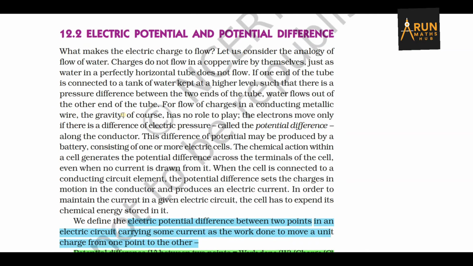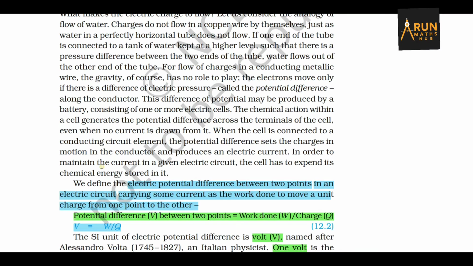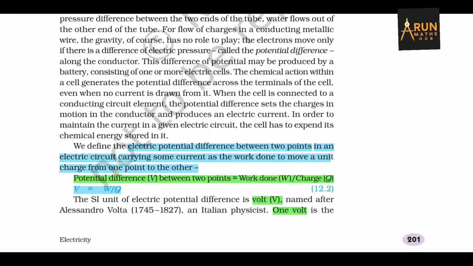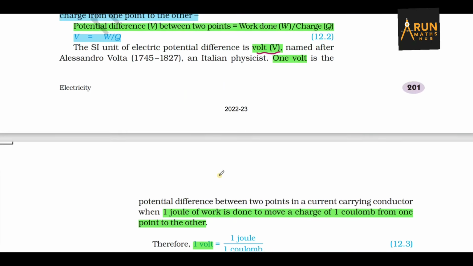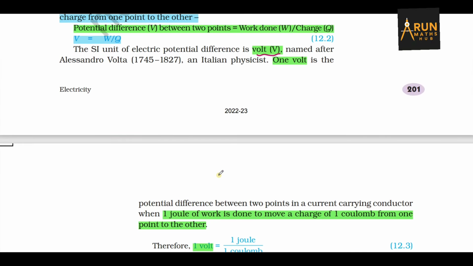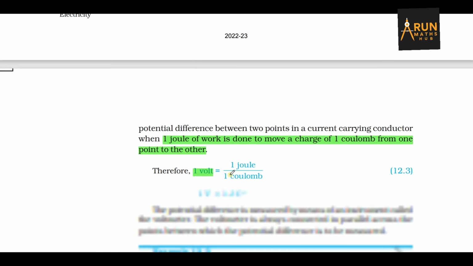Based on the concept electric potential and potential difference, what can you expect? You can expect the definition of electric potential difference. What is electric potential difference? Between 2 points in an electric circuit carrying some current, it is defined as the work done to move a unit charge from one point to another point. Potential difference V equals what? W by Q. What is the SI unit of potential difference? It is volt. And also you can expect a 1 mark definition, define 1 volt.